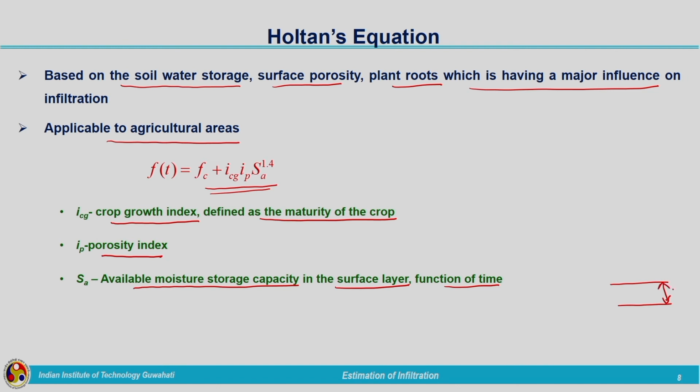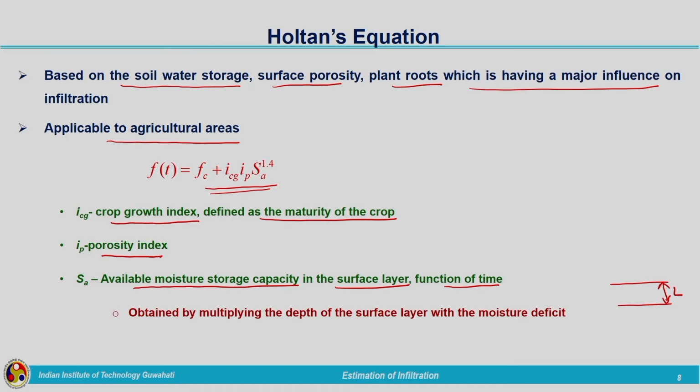So, within that, if this is L, so that much depth of soil, that is the upper layer thickness is considered as L, that much soil will be having some available moisture storage capacity. This SA is calculated based on the upper soil layer. So, how much is the available soil moisture storage capacity within that plowing layer or the surface layer will be calculated. That will be a function of time. So, it can be obtained by multiplying the depth of the surface layer with the moisture deficit.